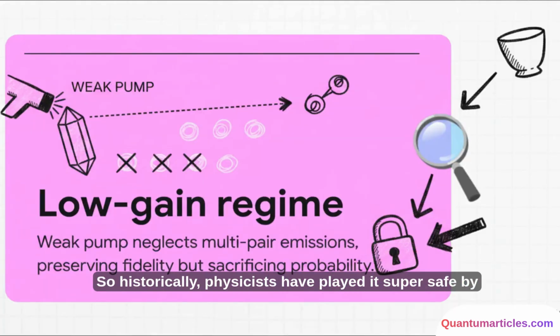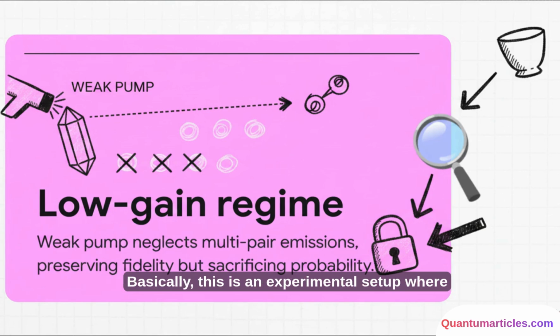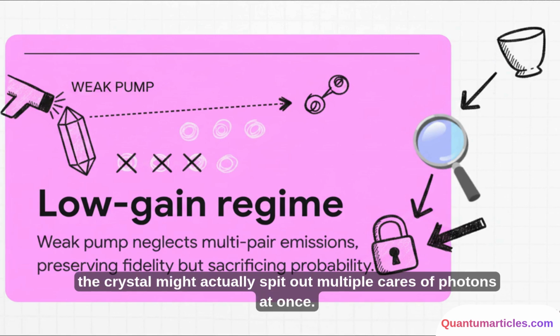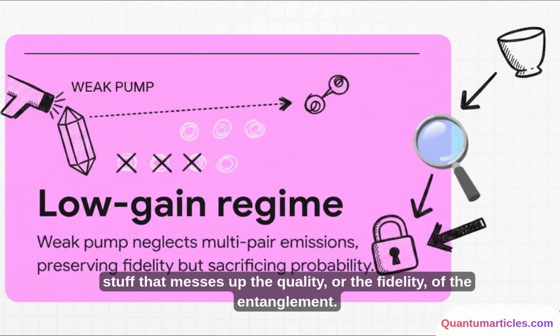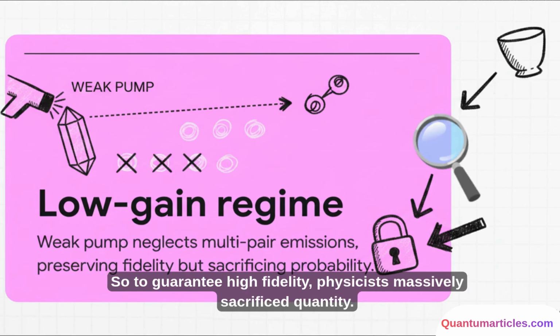So historically, physicists have played it super safe by operating in what's known as the low-gain regime. Basically, this is an experimental setup where the laser pump is kept intentionally weak. Why do they do that? Well, if you pump it too hard, the crystal might actually spit out multiple pairs of photons at once. And for a long time, those extra photons were just considered noise, stuff that messes up the quality or the fidelity of the entanglement. So, to guarantee high fidelity, physicists massively sacrifice quantity.